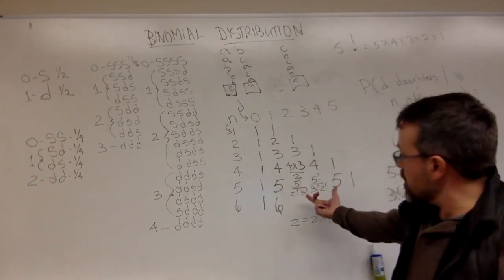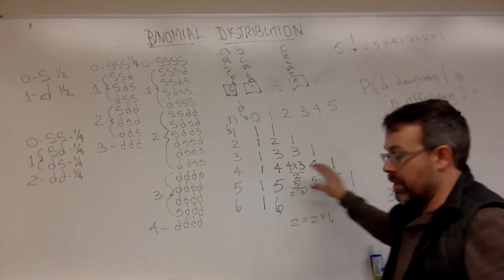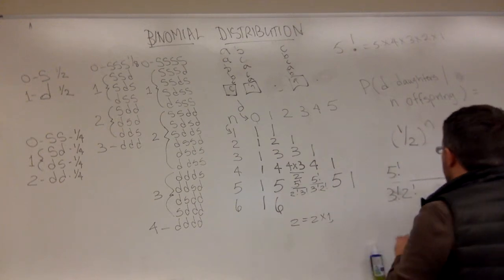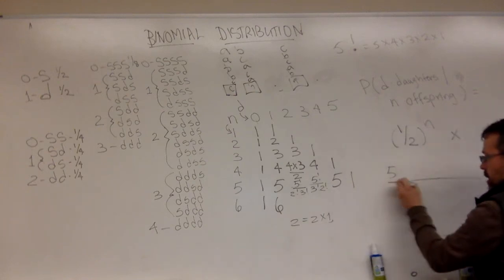Okay, so we've got a way to get some of these numbers, but we want a way that we can get all of these numbers. So let's think about 5. It seems like a dumb way to write it, but stay with me.